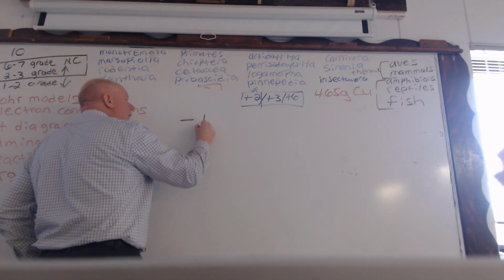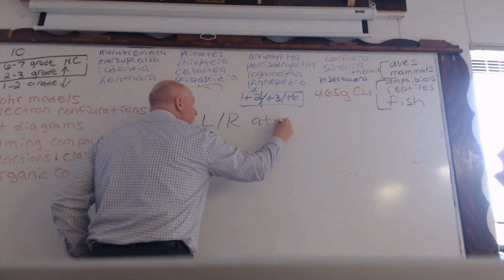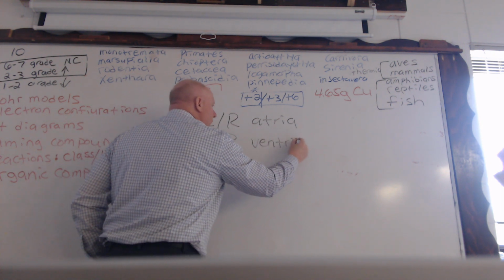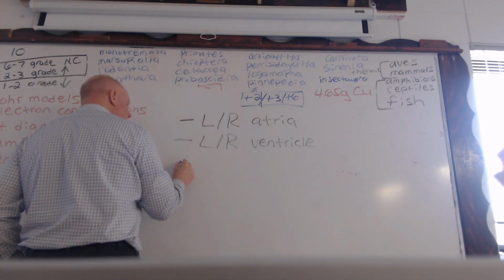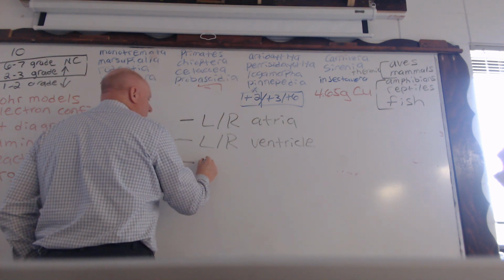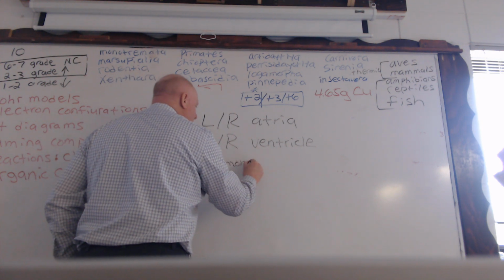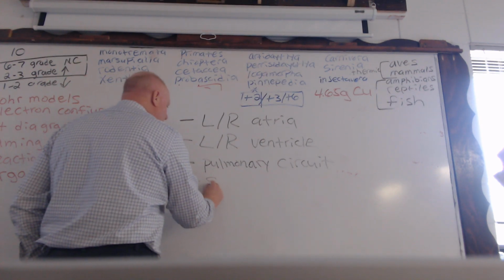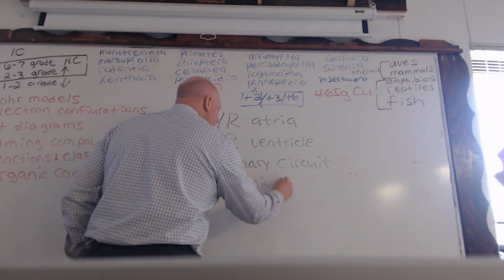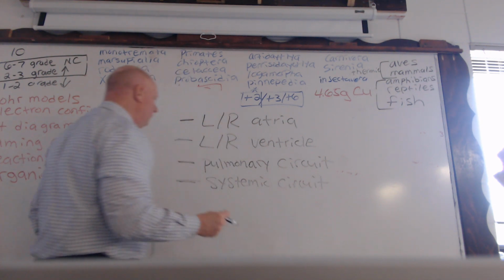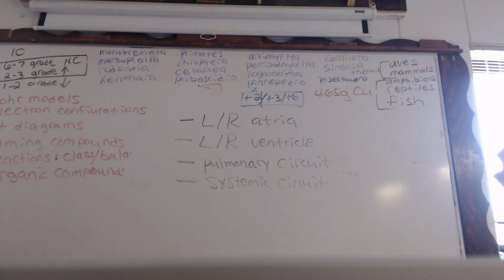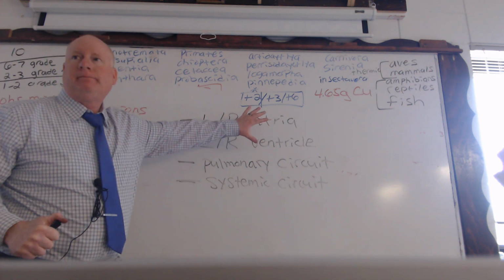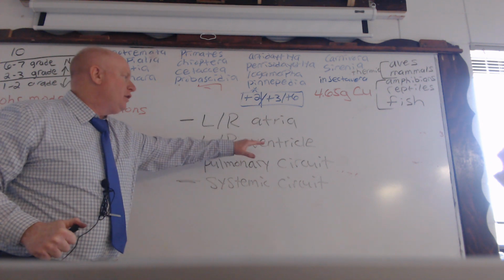We have a left and right atria. You have a left and right ventricle. Then you have what we call a pulmonary circuit, and then a systemic circuit. So which ones of these receive blood? Which ones send blood? The ventricles send the blood.